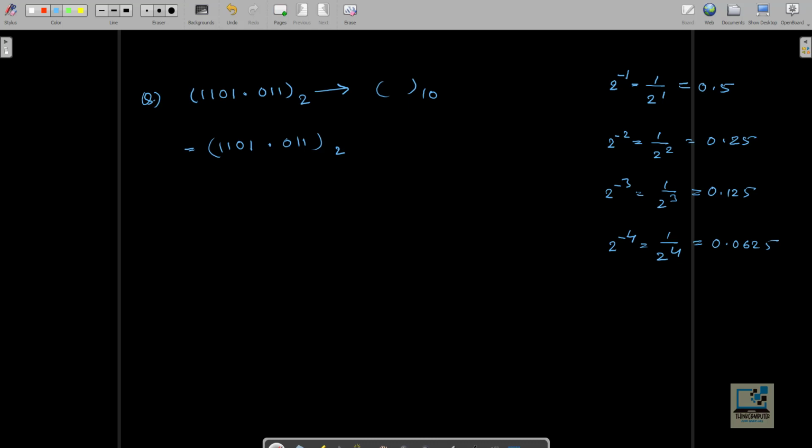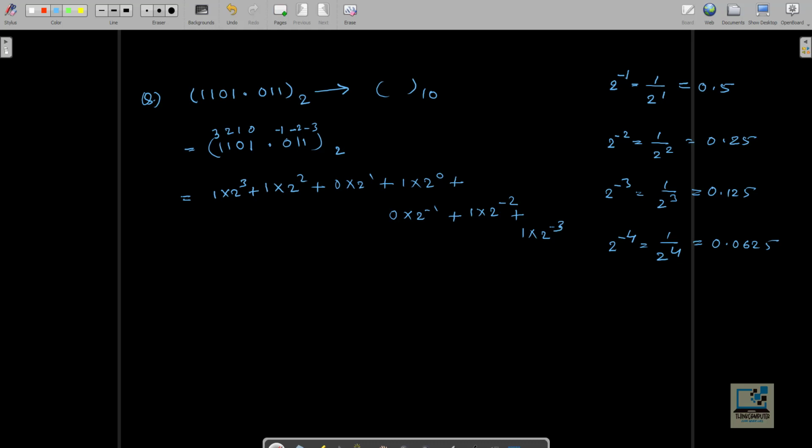Okay, so put power values 0, 1, 2, 3 in the integral part, and for the fractional the power will be minus. So minus 1, minus 2, minus 3, minus 4, and so on. Then expand the line just like before. 1 into 2 to the power 3 plus 1 into 2 square, or you say 2 to the power 2, 0 into 2 to the power 1 plus 1 into 2 to the power 0 plus 0 into 2 to the power minus 1 plus 1 into 2 to the power minus 2 plus 1 into 2 to the power minus 3.